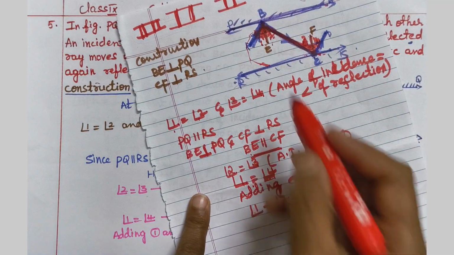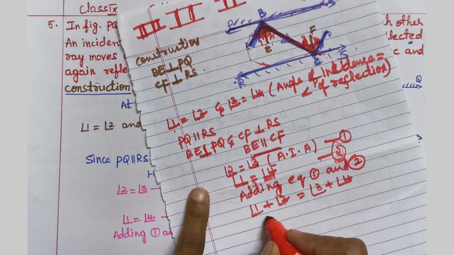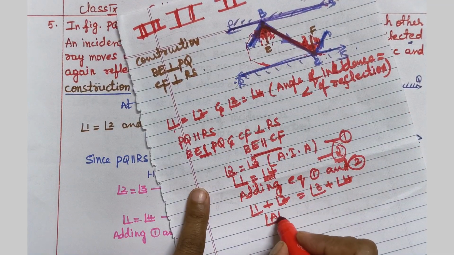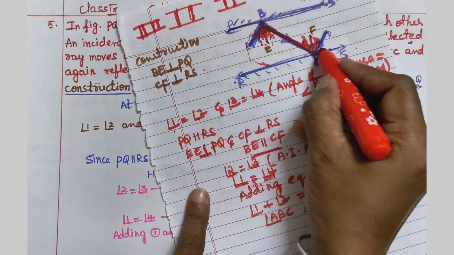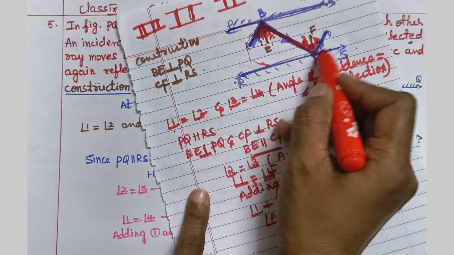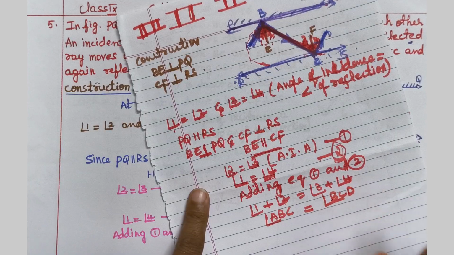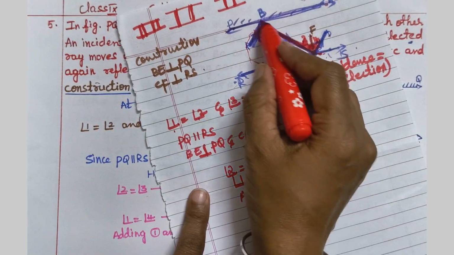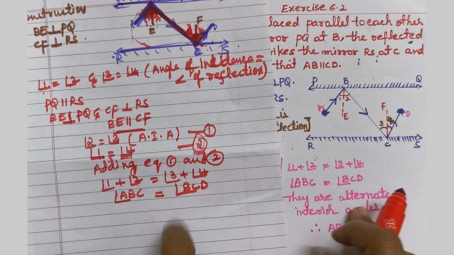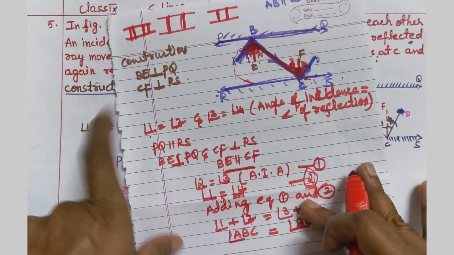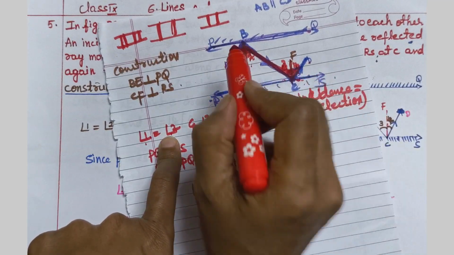So 1 plus 2 means what will we take? A, B, C, this full angle. So now you can write angle ABC equal to 3 plus 4, which means this full angle, angle BCD. Okay. So this angle equals this angle. These both angles are equal, so what are these two angles? With these two parallel lines, these are alternate interior angles.